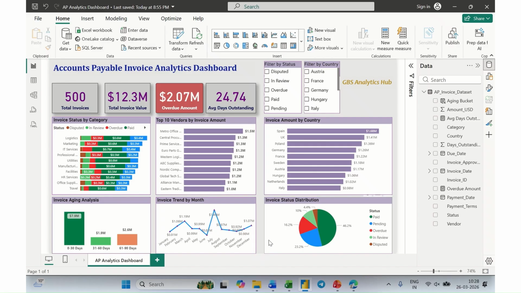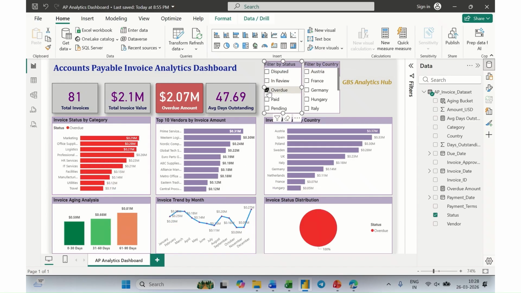The vendor chart now shows which vendors have the most overdue exposure. The country chart shows which markets have the highest overdue concentration. The aging chart focuses only on overdue aging. The category chart highlights which spend areas are most affected. This is the power of connected analytics. One click, total visibility, no pivot tables, no manual filtering, no waiting. And visually digestible.